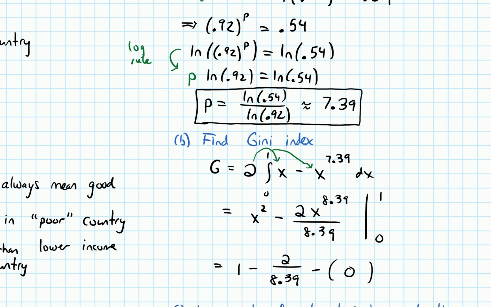And I'm going to round this to 2 decimal places as well. This ends up being 0.76. All right, so that is my Gini index. And it's actually just a complete coincidence that I got the same Gini index here as I did in the last example. In general, the Gini indexes are not necessarily going to be the same.